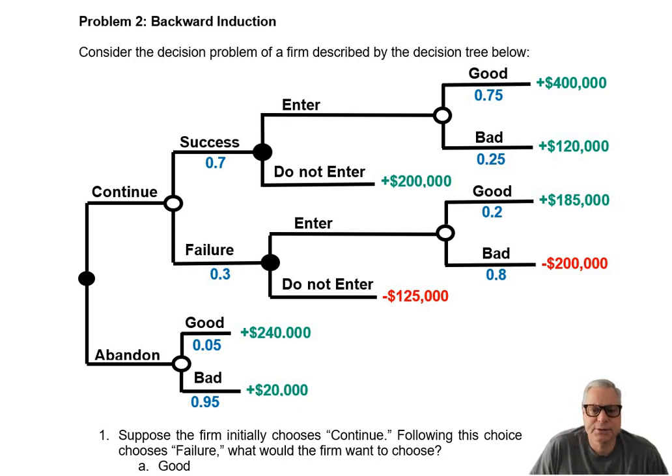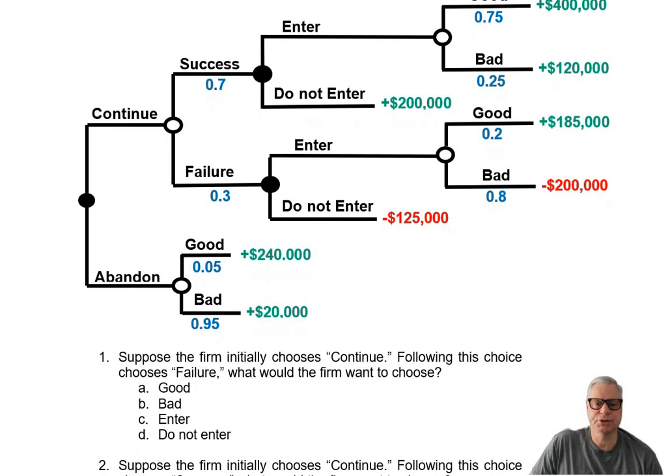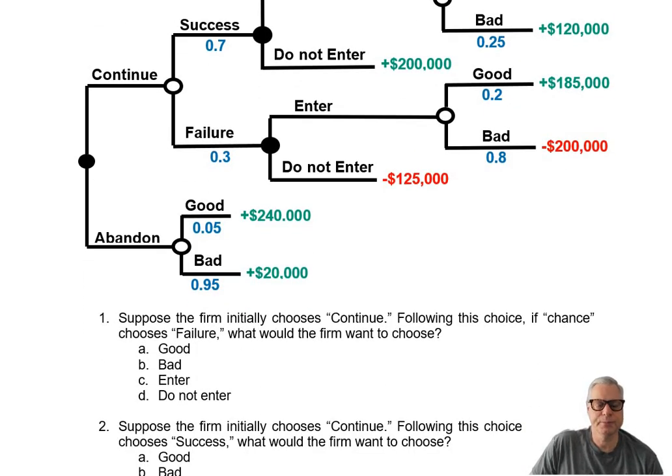Okay, so this second problem set is about backward induction. We have a decision tree, and now we need to evaluate certain decisions. So let's begin with the first one.